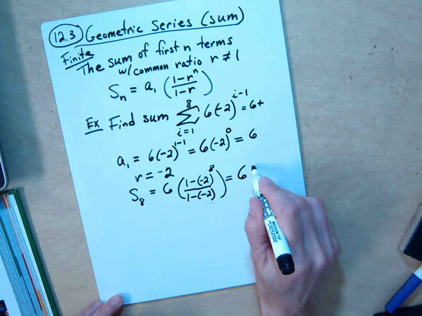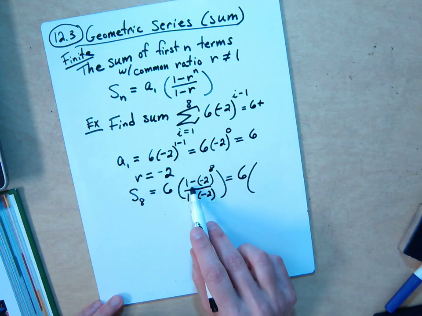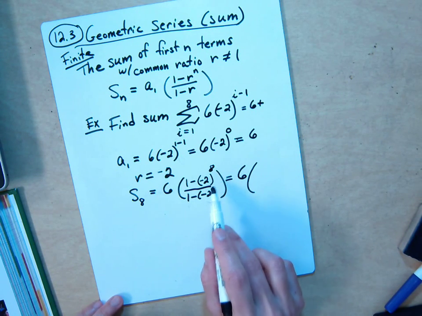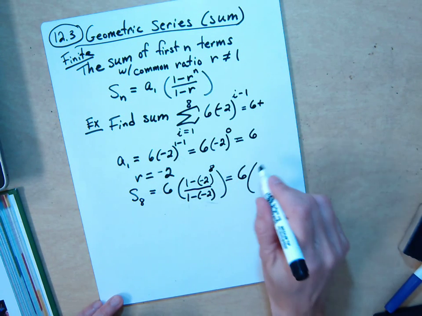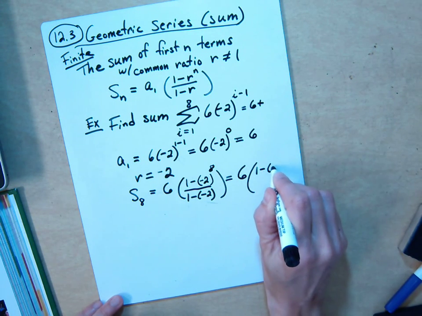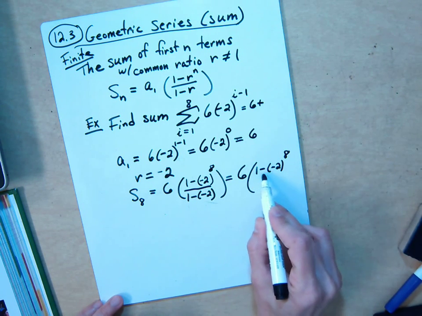So here, you cannot say this is 1 plus 2. Everyone see that? You cannot say the numerator is 1 plus 2. You have to do negative 2 to the 8th power on your calculator, and then do 1 minus that.